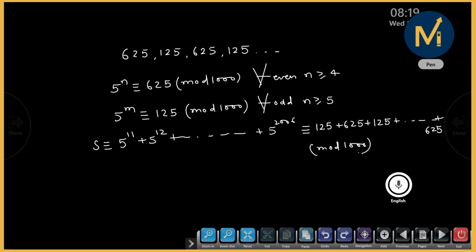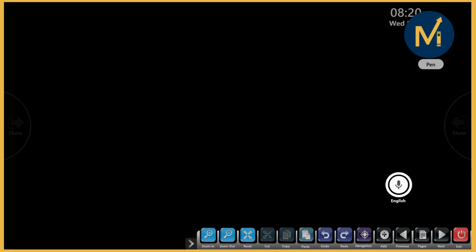Okay, now the question is how many terms are there? If you observe, the total number of terms is 1996, because it starts with 2005 raised to 11 and goes to 2005 raised to 2006. So if you calculate, the total number of terms comes to 1996. Now let's focus on this sum, which is 125 plus 625 and so on. Here, half the terms are 125 and half the terms are 625.